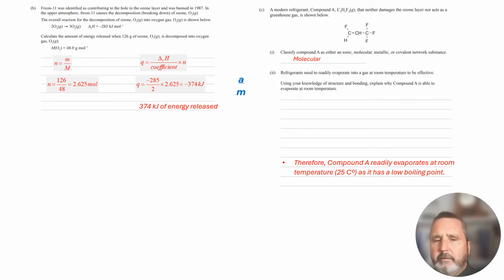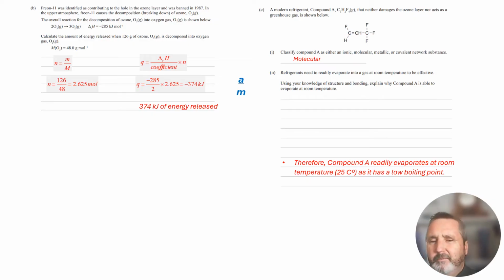Now, it says here refrigerants need to evaporate to a gas at room temperature to be effective. Use your knowledge of structure and bonding to explain why compound A will evaporate at room temperature. Well, it's molecular, which means it's made up of molecules that have weak intermolecular attractions to each other.